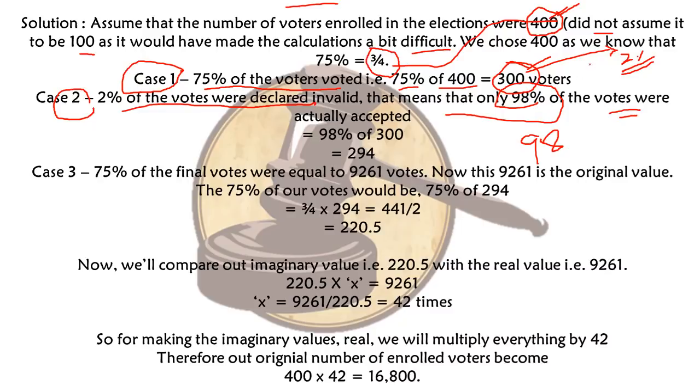If 2% were rejected, 98% remained. So 98% of 300 is 294. These were the actual number of votes which were counted. So 400 were the voters enrolled, 300 was the number of people who came to vote, and 294 are the votes that were actually accepted, right?